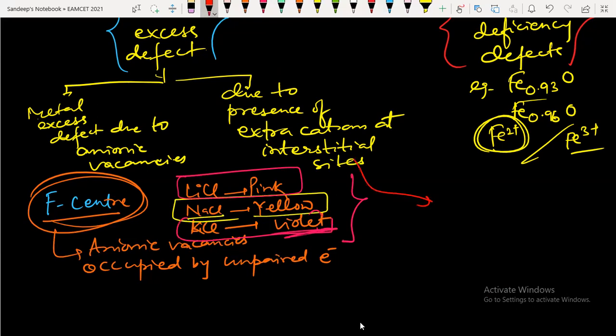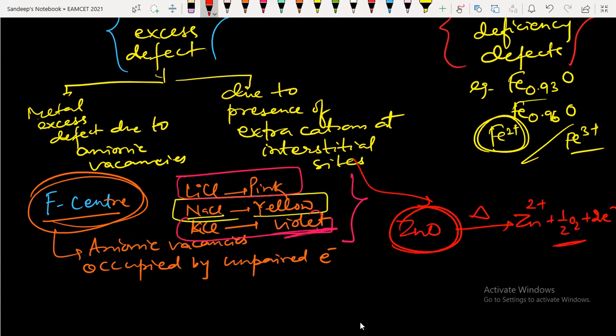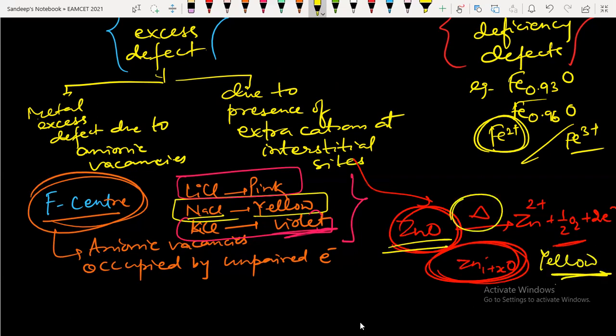And due to presence of extra cation, this is the case of ZnO. ZnO is white. When it is heated, it forms Zn2 plus, half O2 and 2 electrons. So what happens? Some of the oxygen is released. So it loses oxygen, and the crystal now has the formula Zn1+xO. So due to extra cations, those extra cations move into the interstitial sites and the electrons are in the neighboring sites. So that is the cause of yellow color also. So it is white generally, but on heating it becomes yellow.